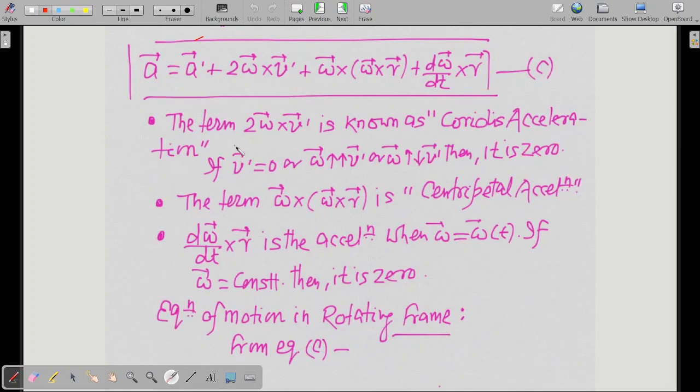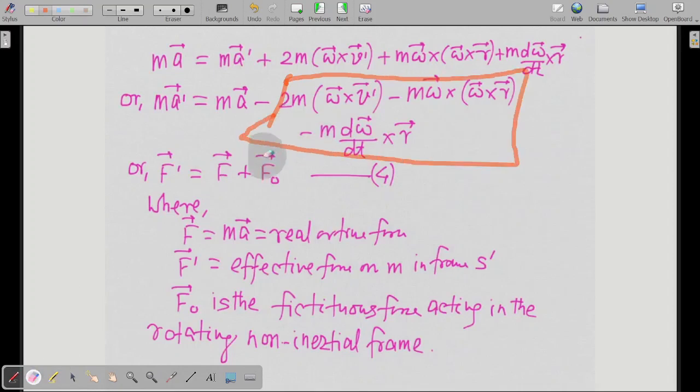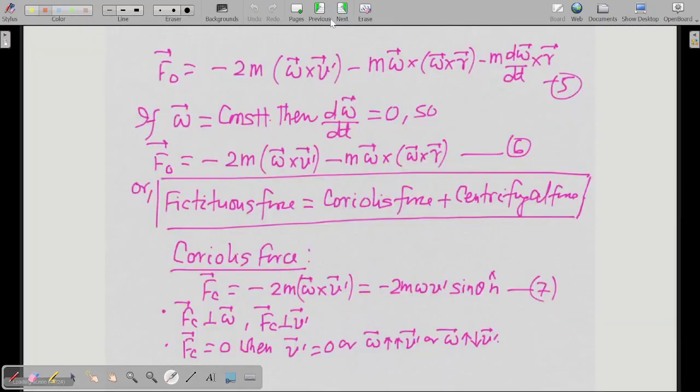So the term 2 omega cross v prime is known as... all these things are over. So F prime vector equals F plus F naught vector. Here F equals m a vector, the real or true force. F prime vector is the effective force on m in the S prime frame. F naught is the fictitious force acting in a rotating non-inertial frame, right? You can certainly see that this whole term is your fictitious force. If you compare that equation with this, F naught will be equal to these three terms.